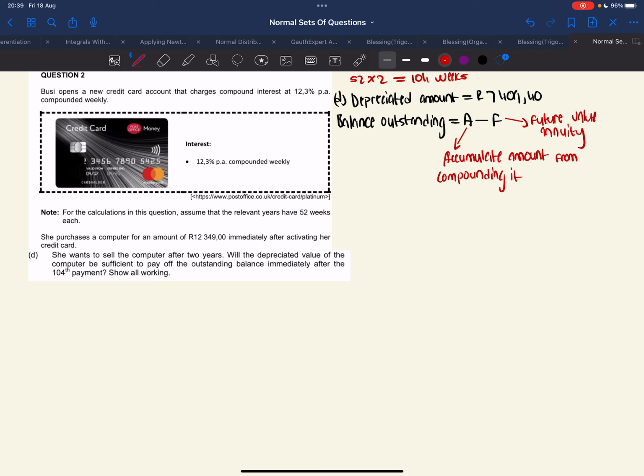All right, so we're gonna do it for the accumulated amount from compounding it, and then also for the future value annuity, right? And remember, we are dealing with 2 years here. So 2 years is basically 104 weeks. So let's first start with the accumulated amount. To do the accumulated amount after compounding it, we're gonna use the formula for compound interest, which is P times (1 plus i) to the power n. Then we're gonna sub in.